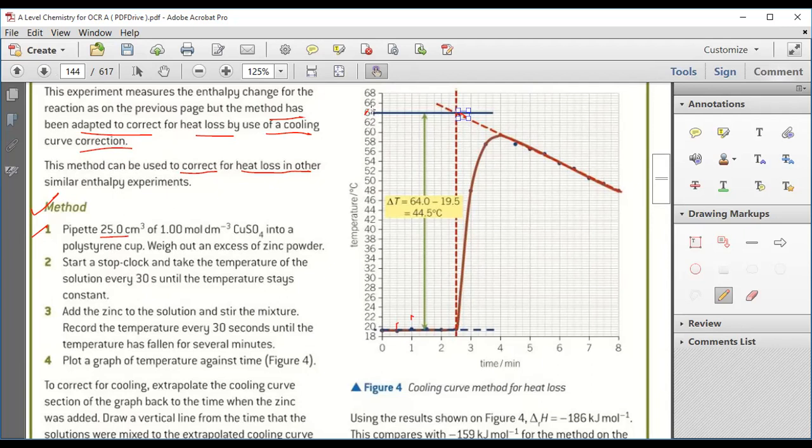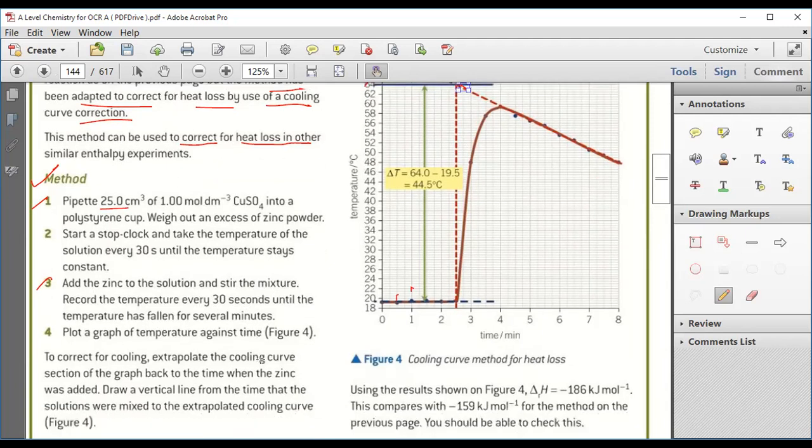Is that point clear? Yes or no? Okay. Now add zinc to the solution and measure the temperature every 30 seconds until the temperature has fallen for several minutes. From that point, the temperature is falling. Now plot a graph of temperature against time. So time versus temperature, guys. We have made a graph.